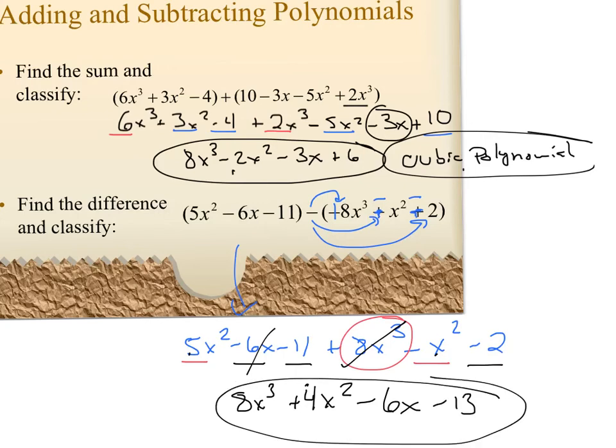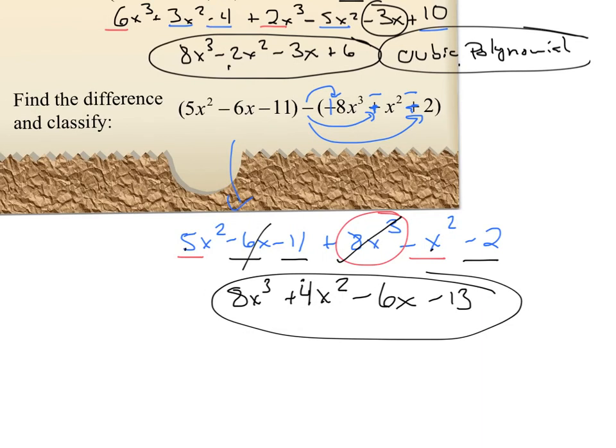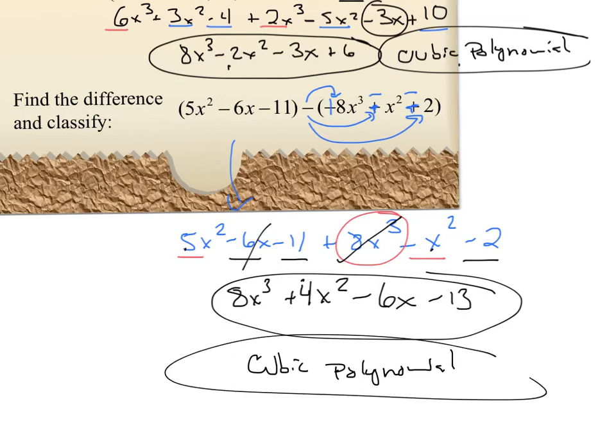So there's my polynomial. Let's go ahead and name it. Same thing here. 1, 2, 3, 4. We got 4 terms. This guy is also a cubic, because it's degree 3, polynomial. And there's our polynomial and our name.